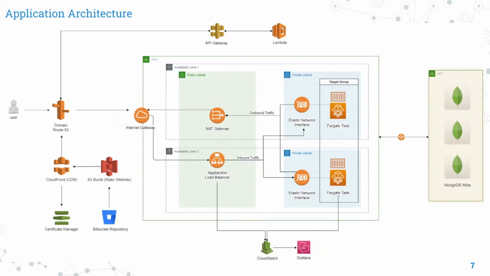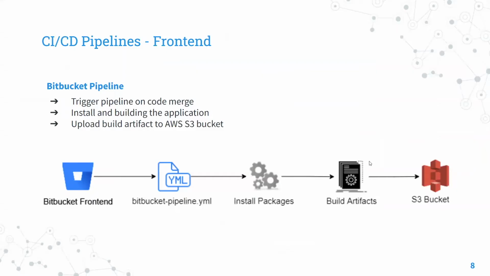Next, I will talk about the tools we use for continuous delivery. The Bitbucket pipeline was used for front-end CI/CD. The pipeline is triggered on code merge onto the main branch, where the Bitbucket pipeline will look for a YAML file and execute the pipeline steps. The AWS credentials used during pipeline execution were stored as secure repository variables. After a successful build, the deployment artifact will be copied to the S3 bucket.